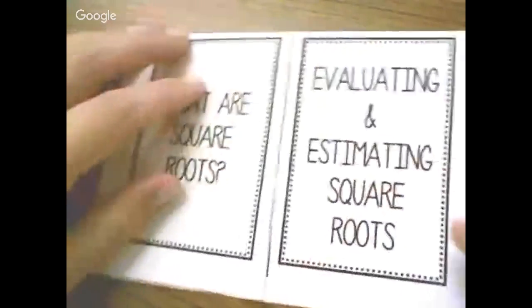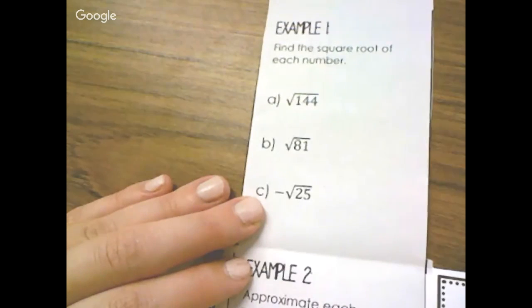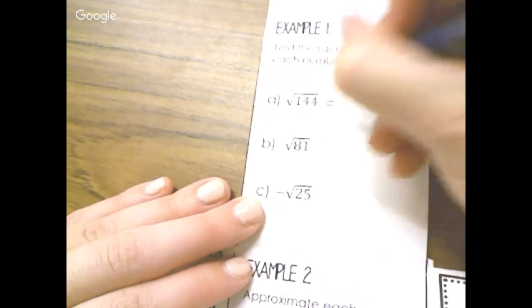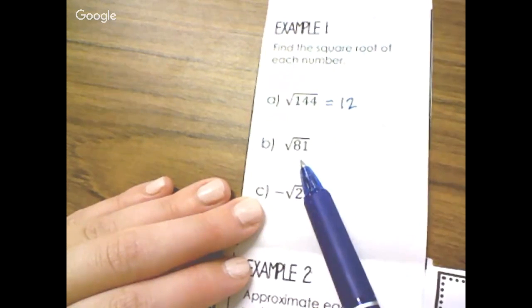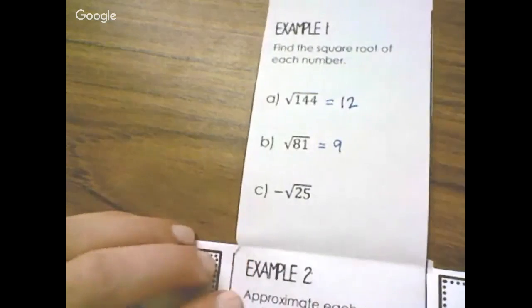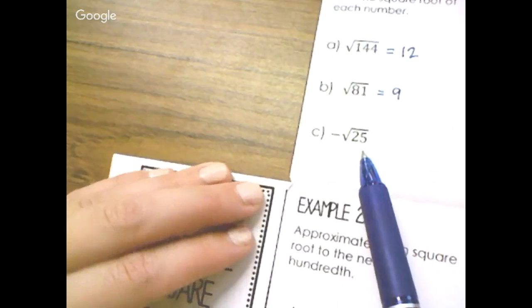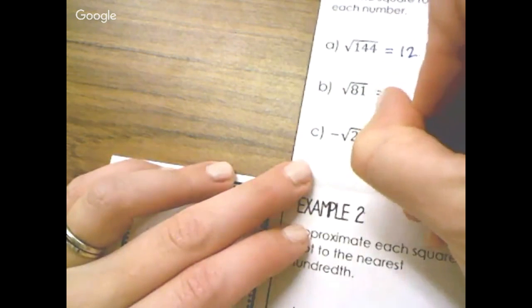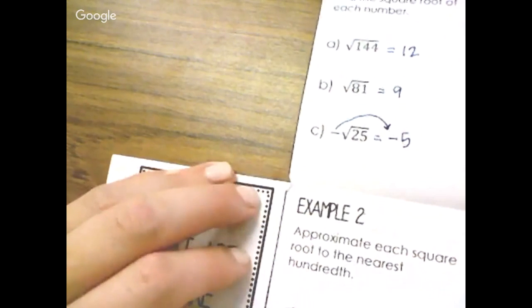Now, when I talk about evaluating, so we talked about the perfect squares. So if I have the square root of 144, think of which square, given the area of 144, what is its side length? Well, this is just 12. Given the square root of 81, if I have an area of 81, what's its side length? That would be 9. Now I can also have negatives on the outside. I cannot have them on the inside. So the square root of 25 is just 5. And I bring that negative out in front. So it'd be negative 5.